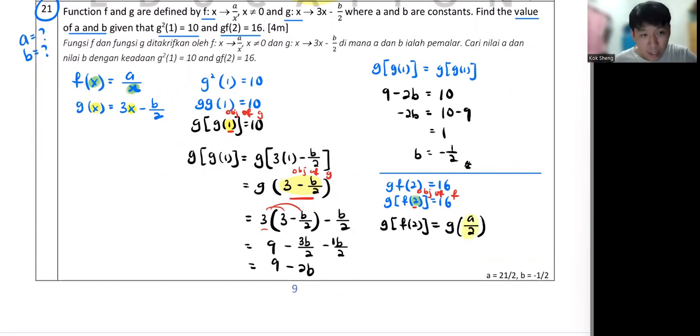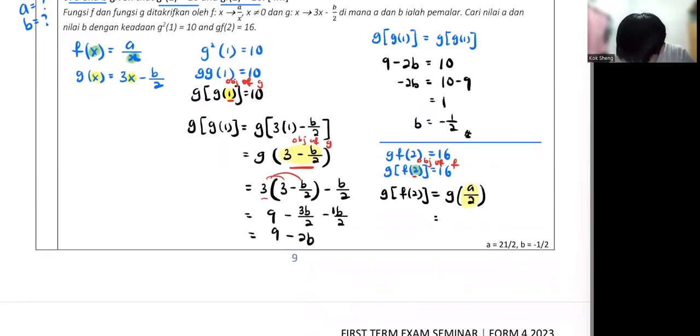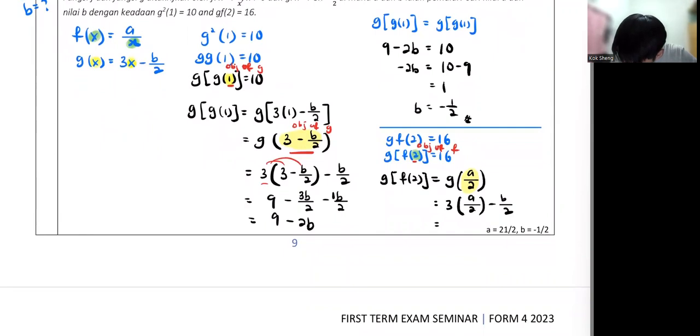Can you see the color? Yes, the yellow color. Now this bracket becomes the object of g. Object of g. So sub into the yellow color. But the left side, don't sub, just sub into the right side only. 3 times the object. Oh no, the working is so long. I have no space already. You continue. So expand the bracket, 3 times a.